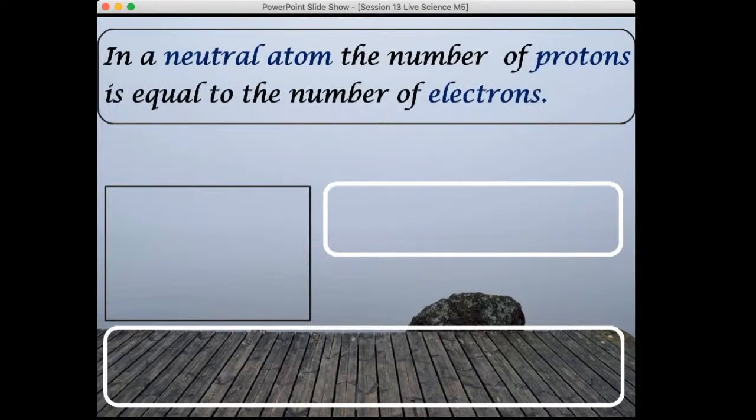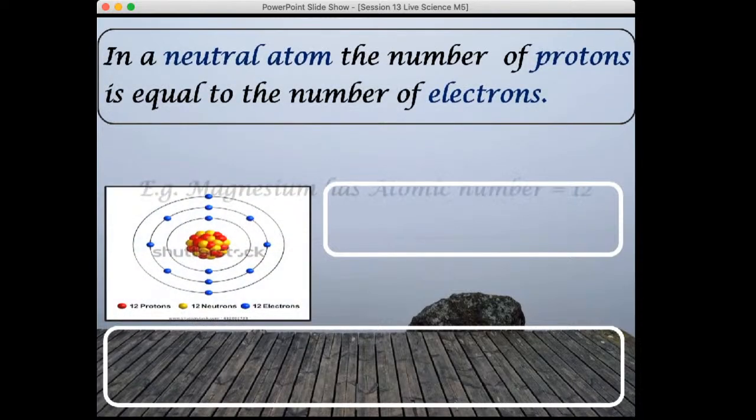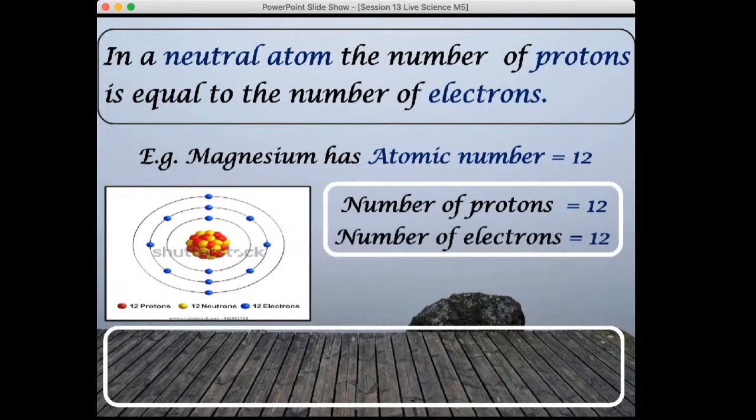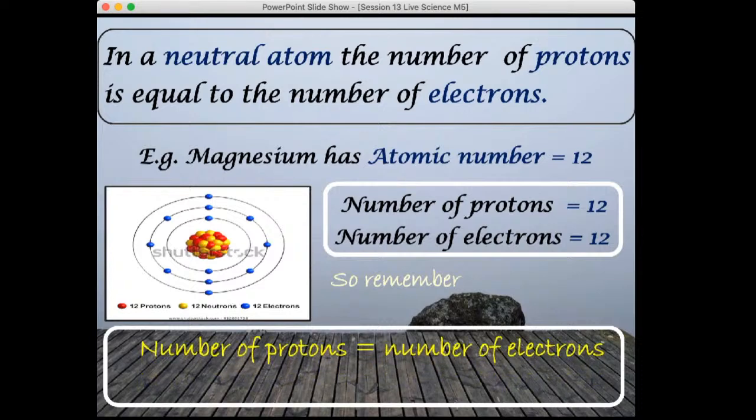In a neutral atom, the number of protons is always equal to the number of electrons. Don't forget that. In a neutral atom, the protons are equal to the electrons. For example, let's take magnesium. Magnesium has atomic number 12. So a neutral magnesium atom has 12 protons and also it has 12 electrons. So always remember this, that the number of protons is equal to the number of electrons in a neutral atom.